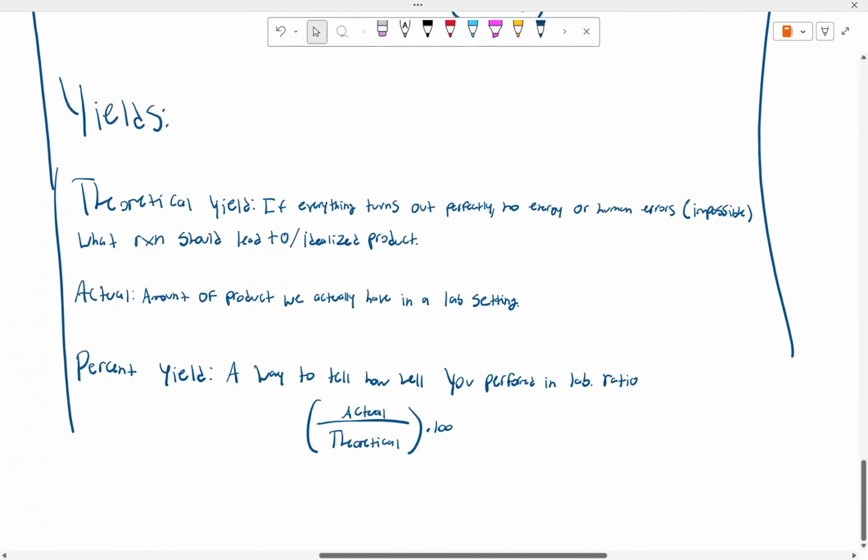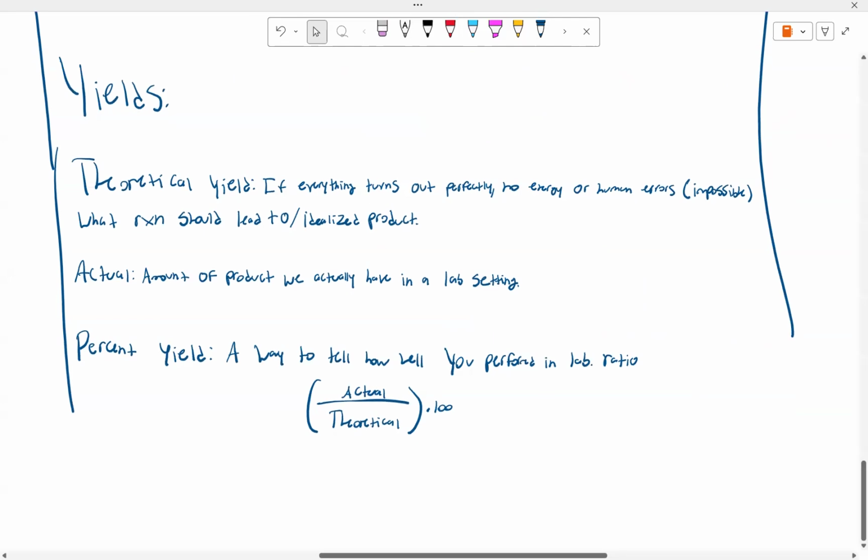Yields, real quick. There's three different types of yields that y'all really need to pay attention to. So theoretical yield is if everything turns out perfectly, so no energy or human errors, which is impossible, unfortunately. I guess I never say never, but pretty much. It's what the reaction should lead to. So it's the idealized product, that's why it's theoretical. Actual yield, so that's the amount of product that we actually have in a lab setting.